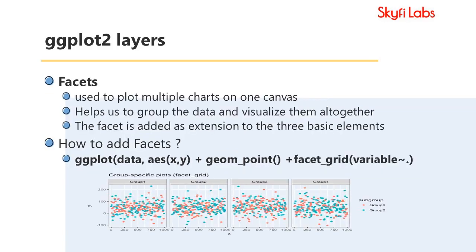The next layer is the facet layer. It is used to plot multiple graphs on the same canvas. This layer actually helps us to visualize a categorical variable and compare them all together. It is the extension of the 3 base layers. So, we add it by using a plus symbol, and add which type of facet we require.